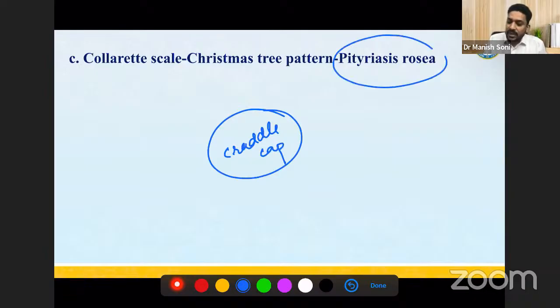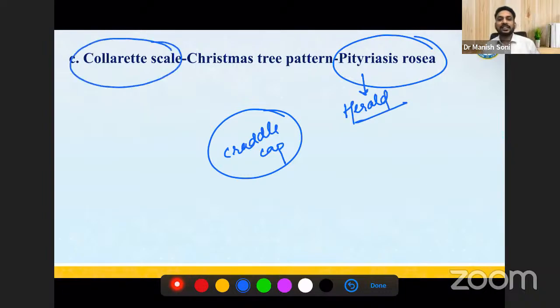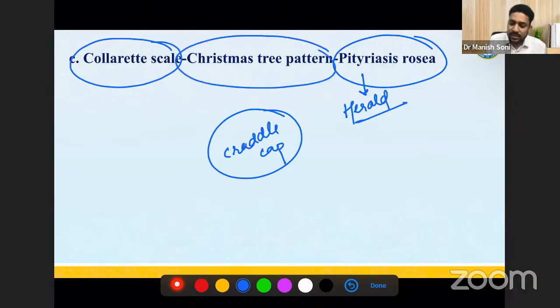So pityriasis rosea is one important condition, and the points to remember are that it is very common in females. The first patch is known as the Herald patch. So if they ask where the Herald patch is seen, it is seen in pityriasis rosea. It has very characteristic scaling known as collarette of scales, and these scales are present in a fir-like pattern, that is, along the lines of the ribs. This is known as Christmas tree pattern or fir tree pattern. So all these points point towards pityriasis rosea.